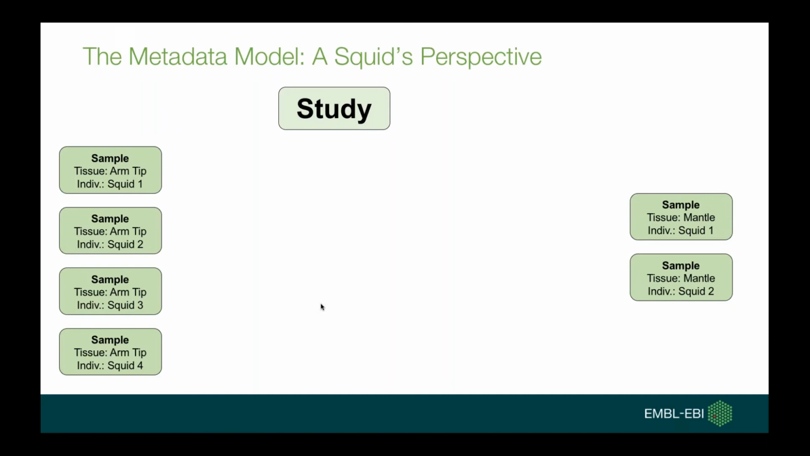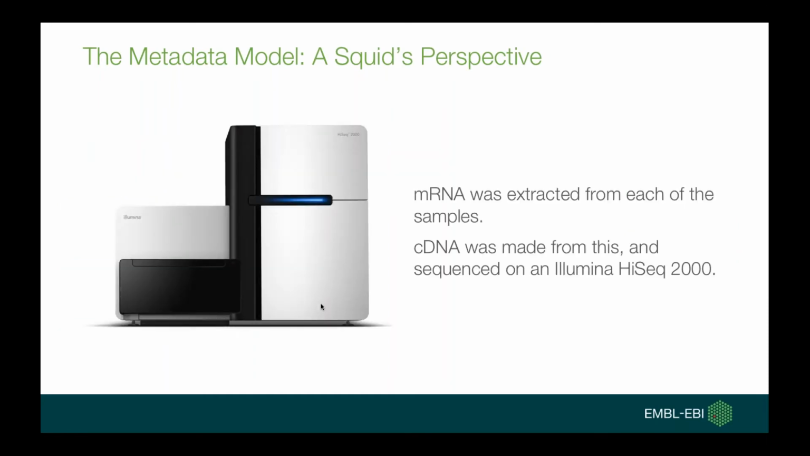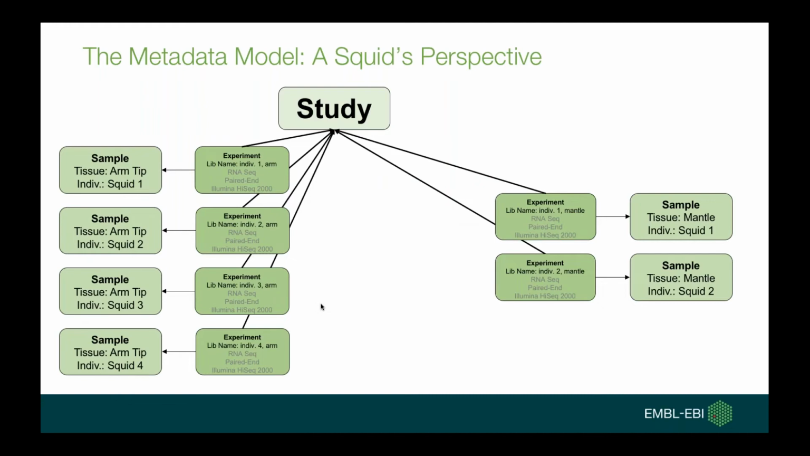So having sampled these squids, the next thing to do is then to extract mRNA from the organs that they're interested in, the bioluminescent organs, because this is an RNA-seq study. They take mRNA, they make it into cDNA, and they sequence it on this machine, which is an Illumina HiSeq 2000. And so having done that, they then need to log the details once again of how they actually did the sequencing within the database. And so now we have 6 experiment objects.